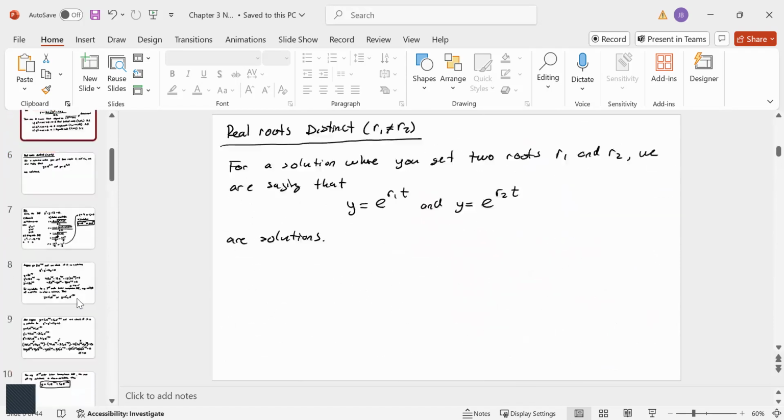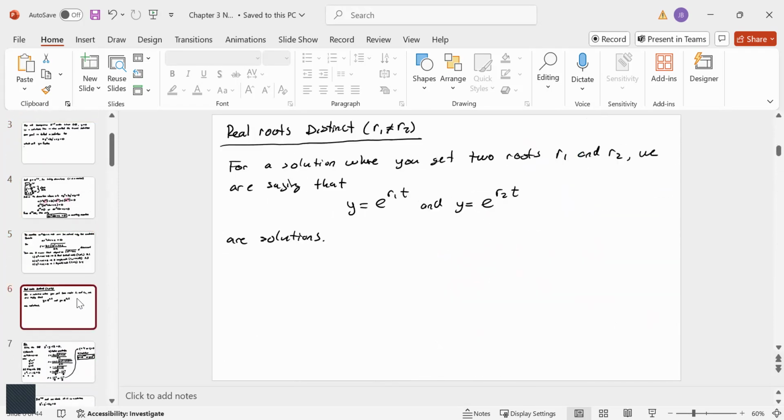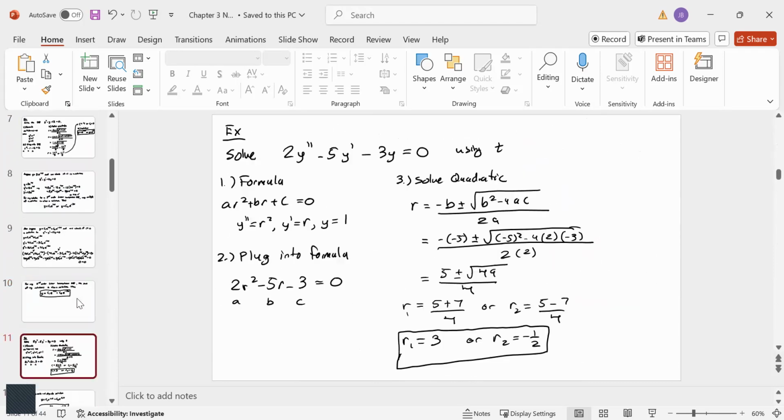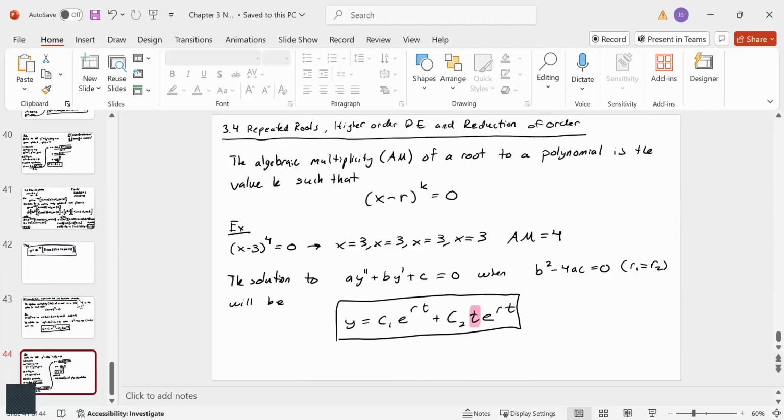it's going to be very short. Where'd it go? Yes, right there. C1 e to the r1t plus C2 e to the r2t. So that's the formula, right? And that's it. That's all the formulas you have to memorize.